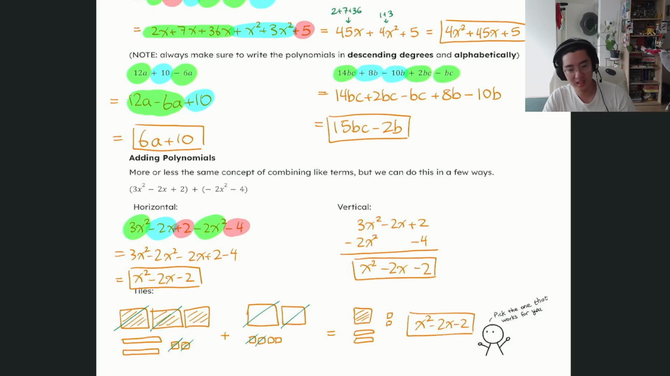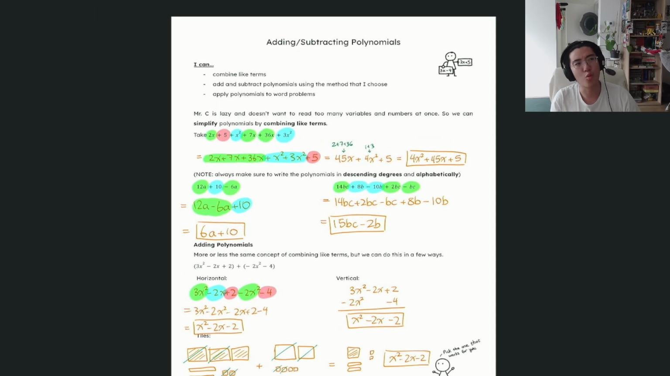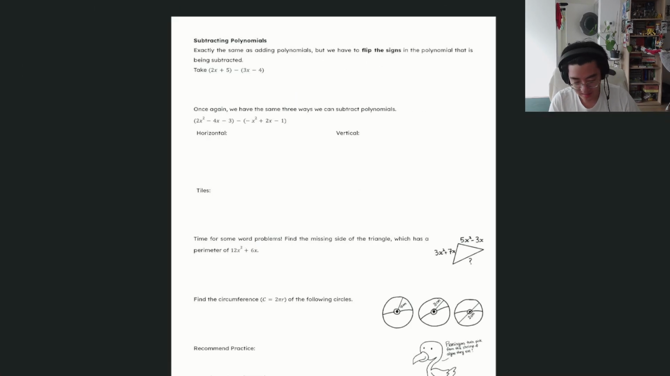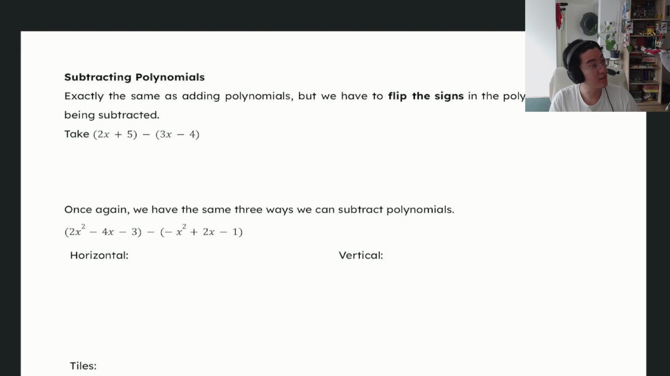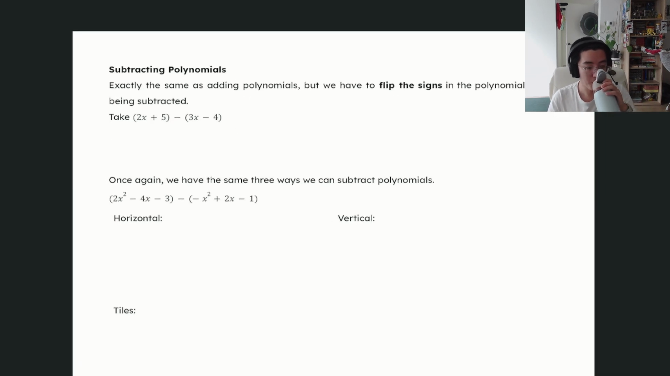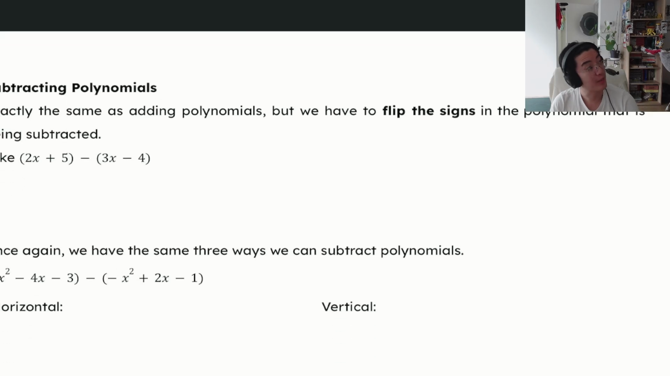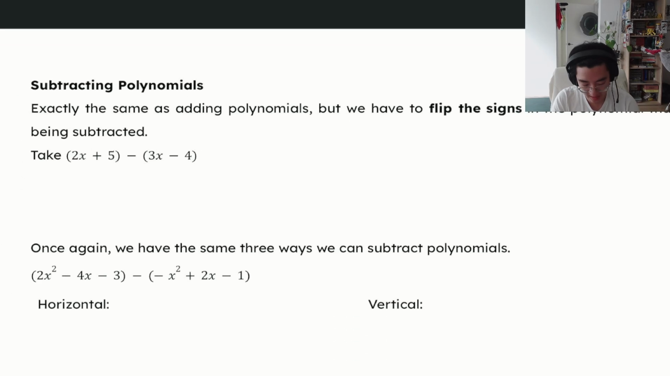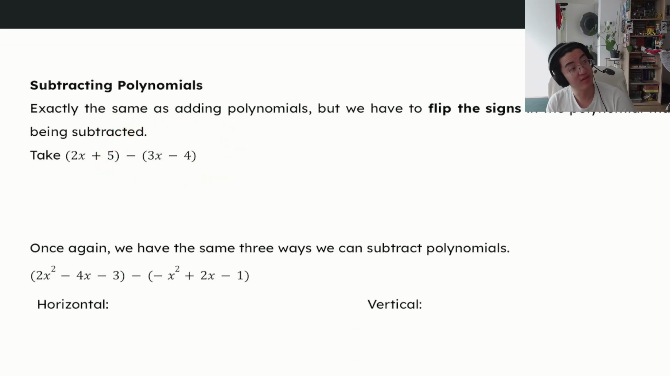That's adding. Now with subtracting, we're adding just one extra step. We'll actually learn more why we do this step next lesson. But for now, all we need to know is that we have to flip the signs. Or more importantly, when we subtract a polynomial in a bracket, we always flip the signs.